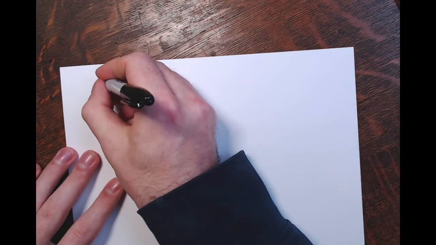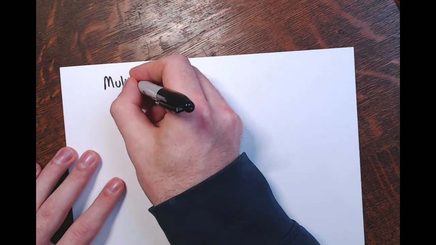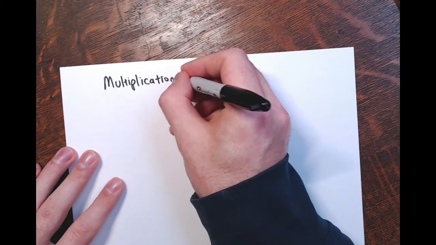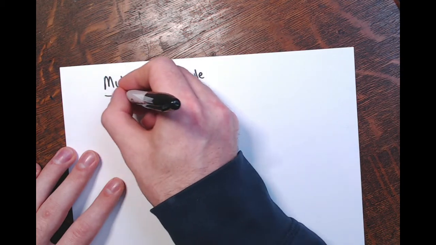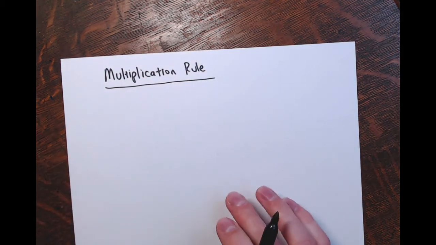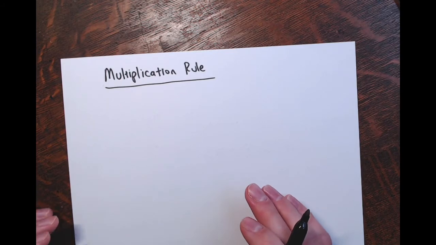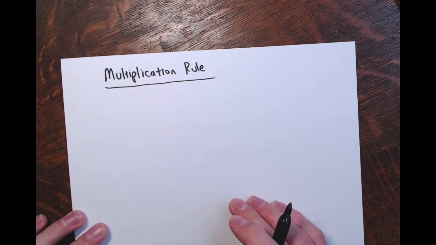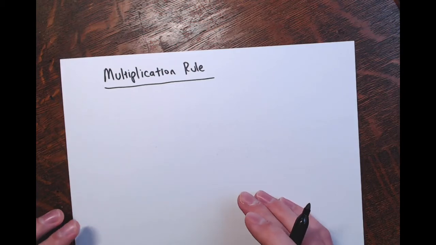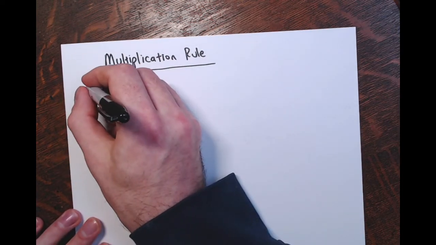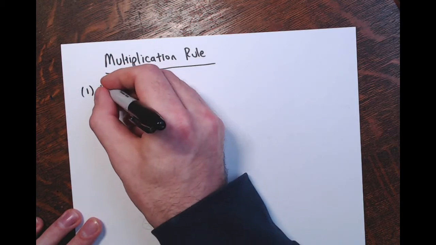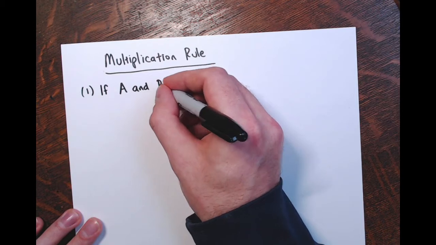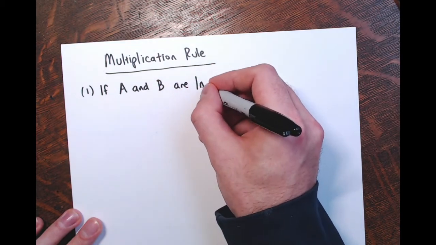So here's the multiplication rule. Now I'm actually going to write two of these, just like there are two addition rules: there was that one general rule, and then the one rule when the events were mutually exclusive. First one here is if A and B are independent.